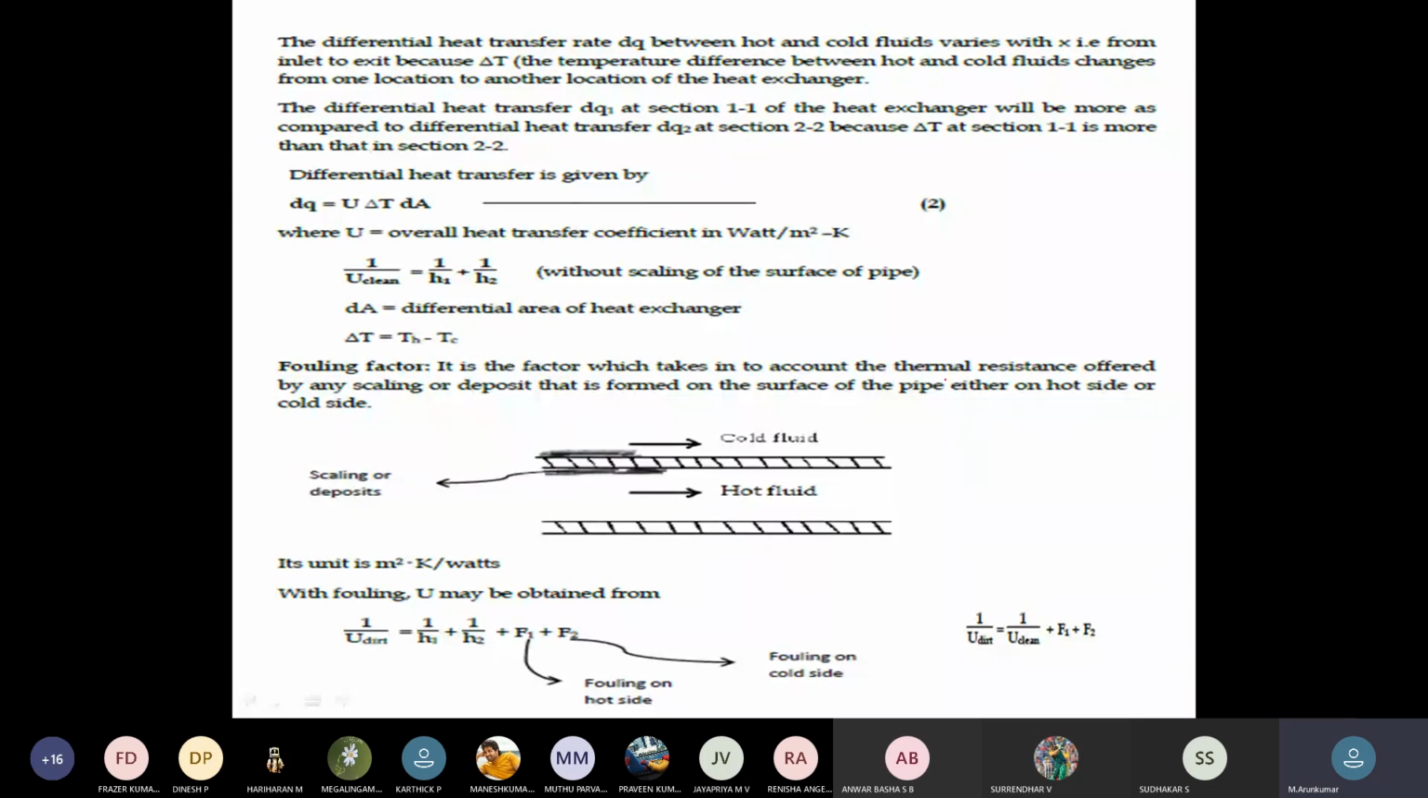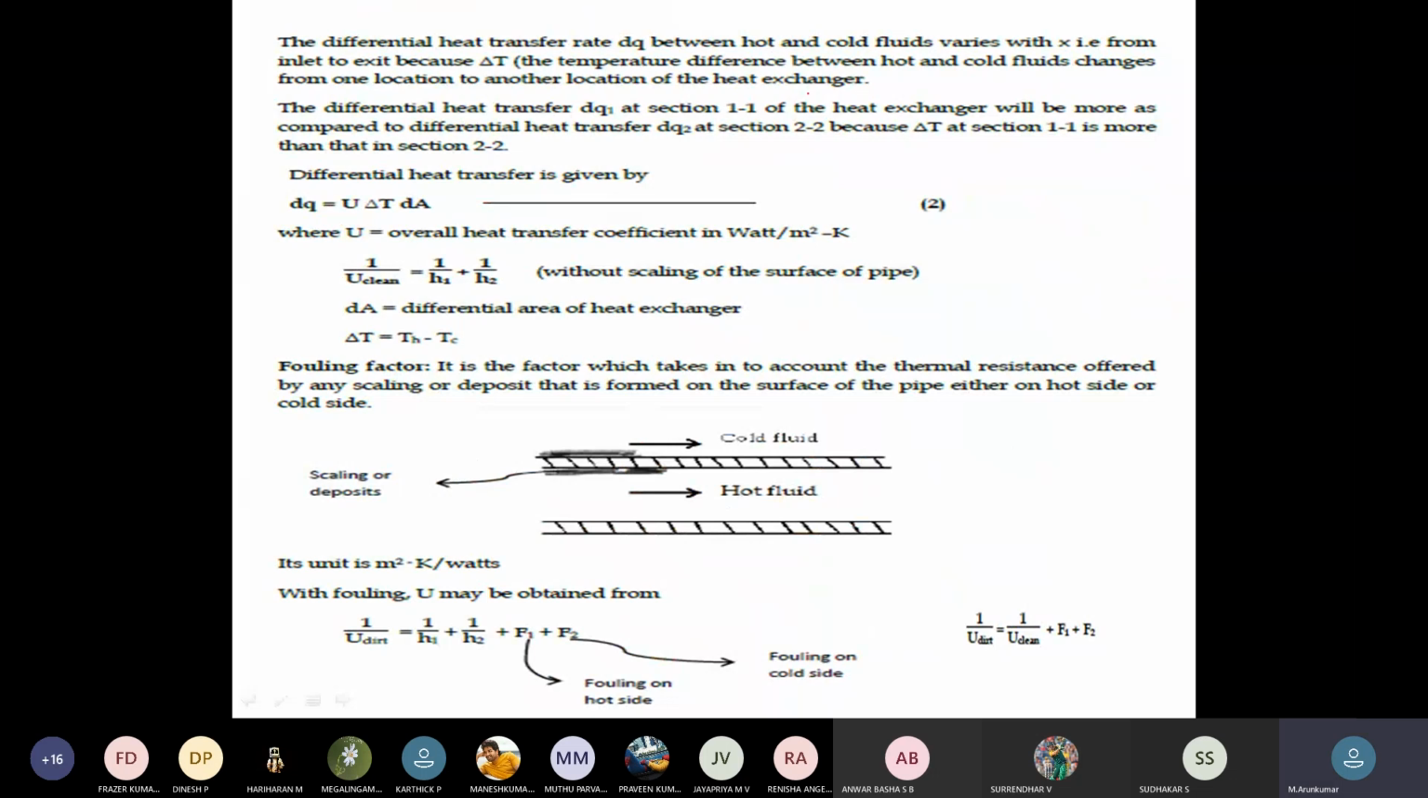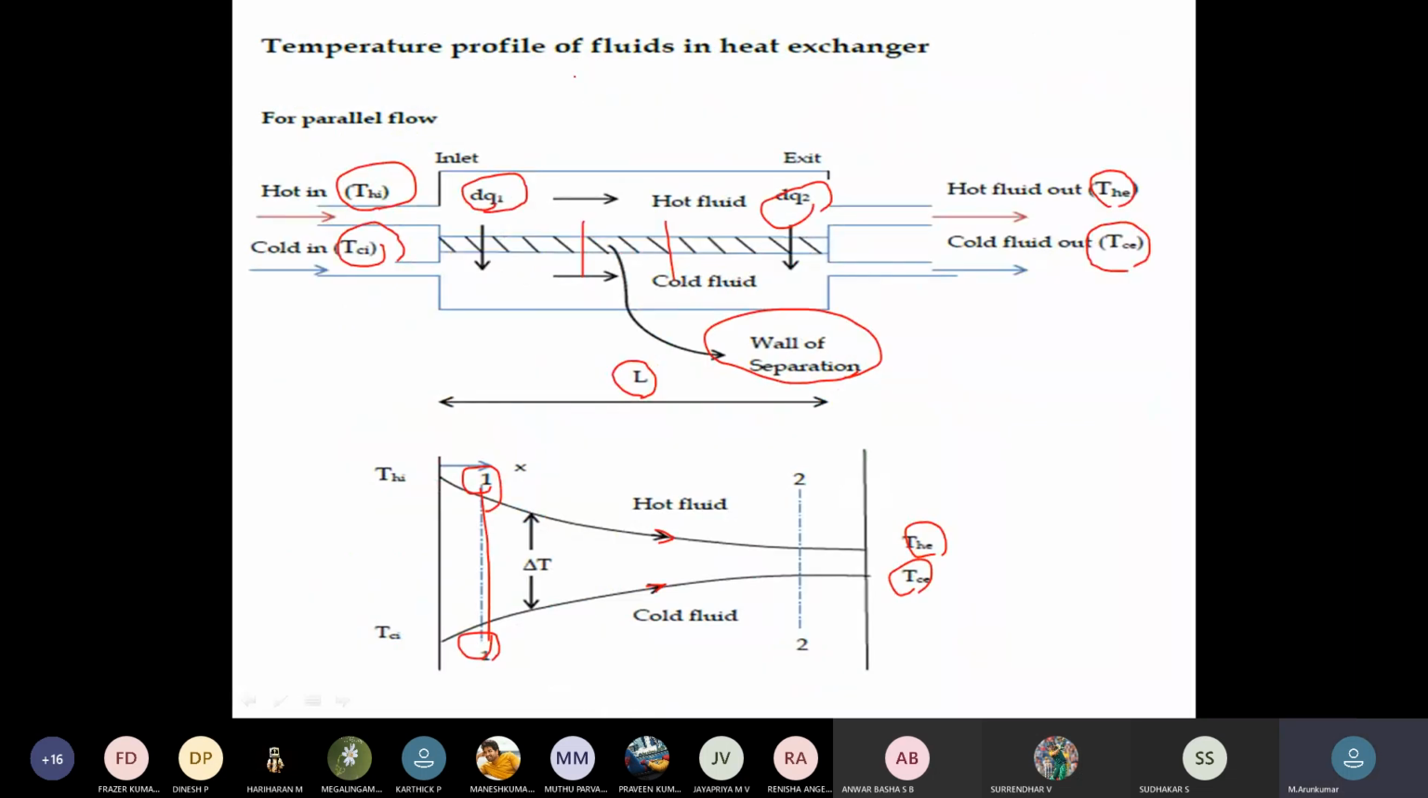The differential heat transfer dQ1 at section 1, just imagine the figure, right? So this dQ1 at section 1 will be more as compared to differential heat transfer dQ2 at section 2, because the delta T at section 1 is more than in section 2. So here is the comparison of the change in temperature. Just you can refer to this. So there is a change in temperature.